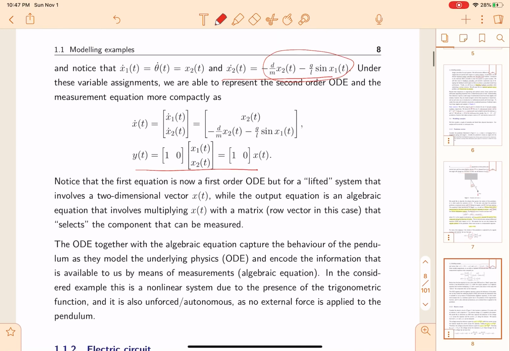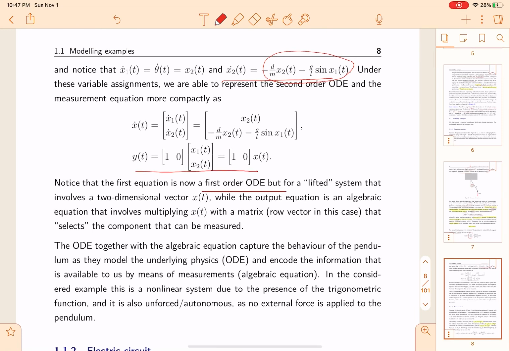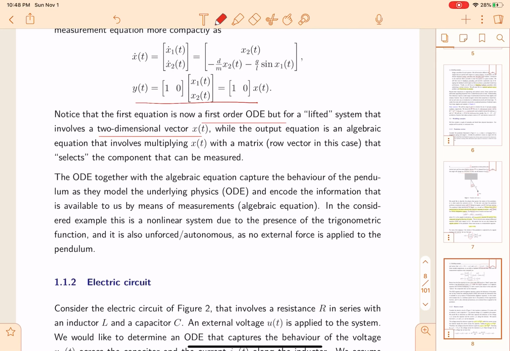So first order ODE, and a nonlinear system involves a two-dimensional vector x(t). The ODE together with the algebraic equation capture behavior of pendulum.